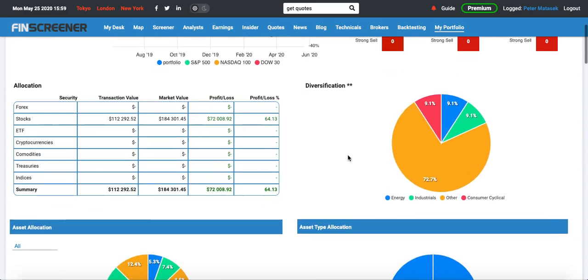The allocation segment shows the portfolio summary divided into different securities types, as well as the profit-loss of each segment, along with the transaction and current value.